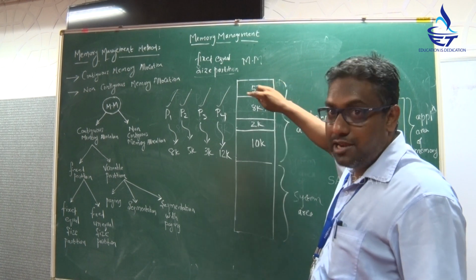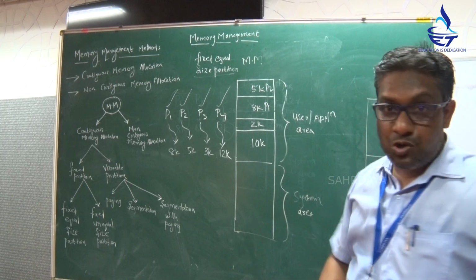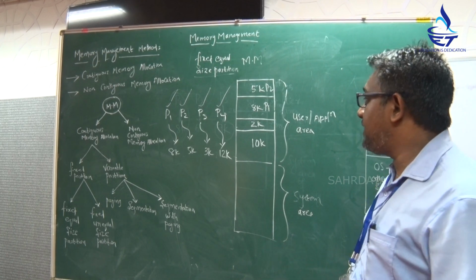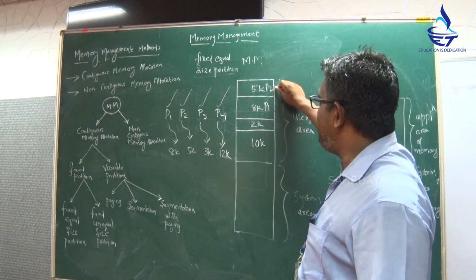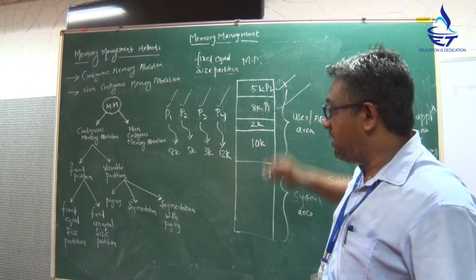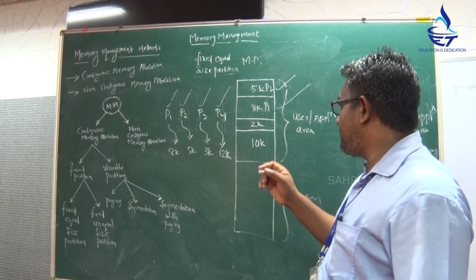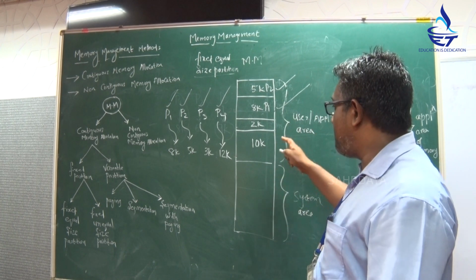So 5K is there, it will place P2 here. There is no wastage of memory. Then P3 comes, what to do? Again it will check. The first memory block is already allocated to P2, the second one already allocated to P1. Then only two memory blocks are free, one is memory block 3, the other is memory block 4.